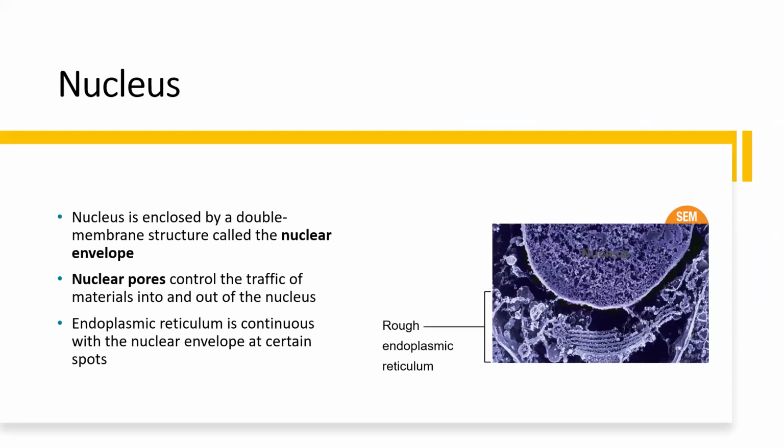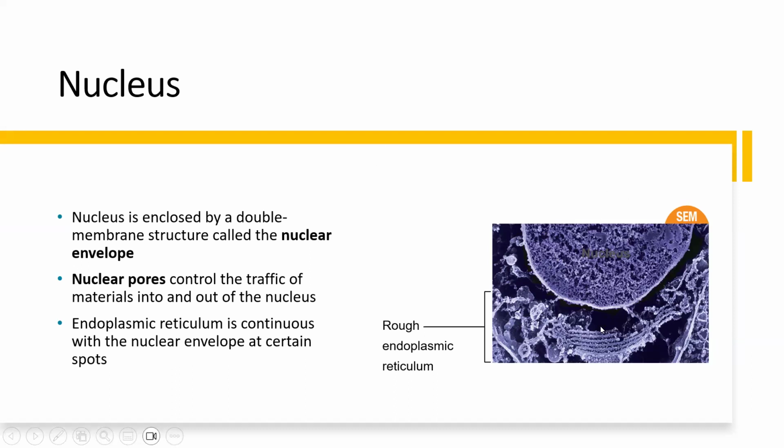Now, the nucleus is enclosed by a double membrane structure called the nuclear envelope, and they have holes in the envelope that are called nuclear pores. And this allows it to control the traffic in and out of the nucleus. So things that need to get in or need to get out of the nucleus have to go through those nuclear pores. This is going to be continuous right up against your endoplasmic reticulum in certain places.